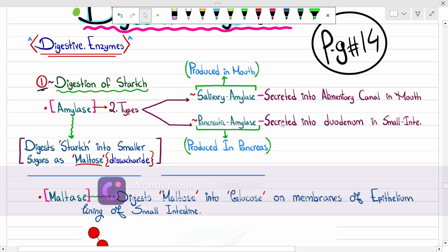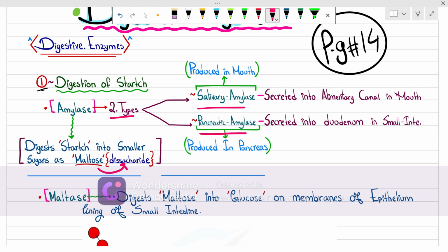Digestive enzymes present in our body. The first one is digestion of starch. Amylase digests starch into smaller sugars such as maltose. Maltose is a disaccharide. There are two types of amylase: salivary amylase and pancreatic amylase. Salivary amylase is produced in the mouth and is secreted into the alimentary canal in the mouth. Pancreatic amylase is produced in the pancreas and is secreted into the duodenum in the small intestine.